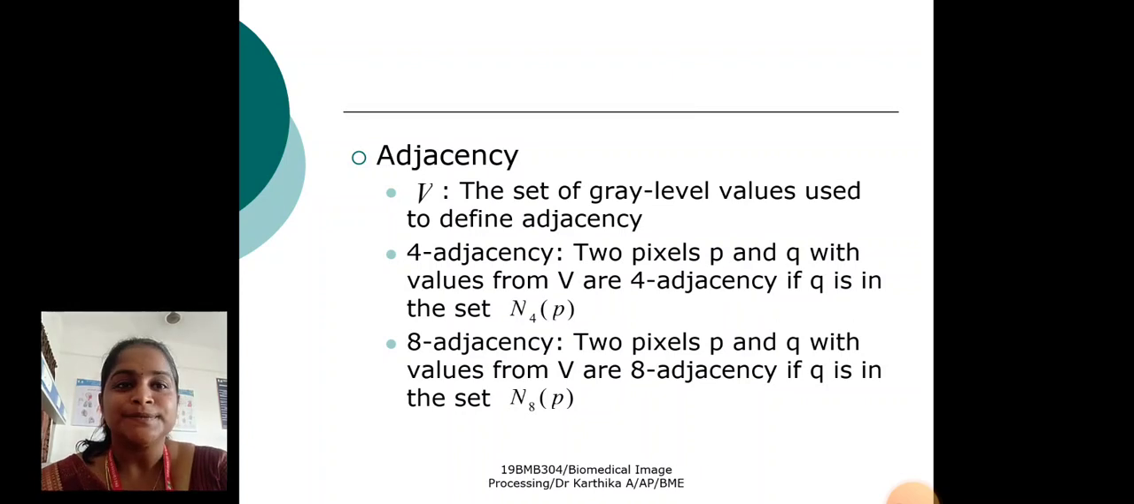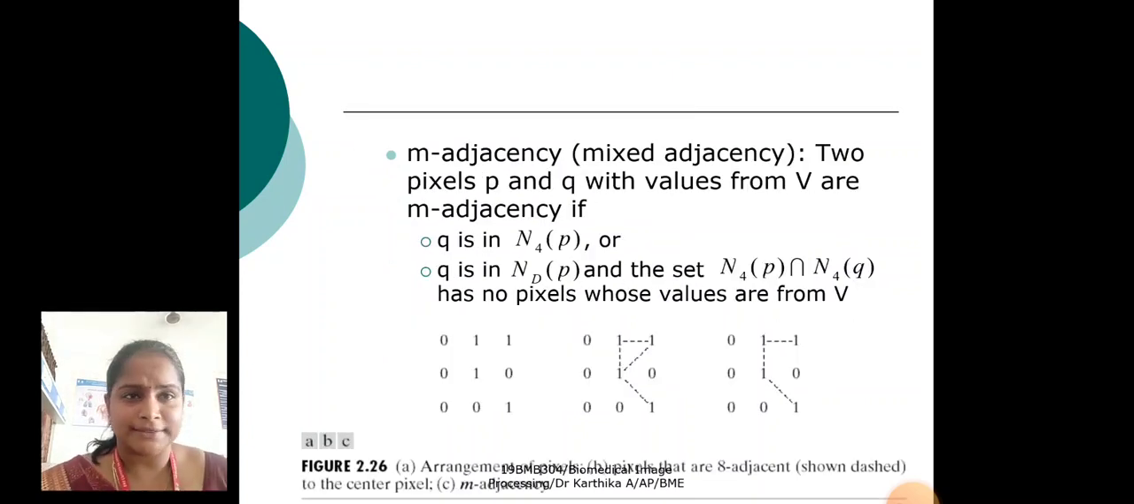That's it. And in M adjacency, mixed adjacency, 2 pixels P and Q with values from V are M adjacent if Q is in N4 of P, or Q is in ND of P and the set N4 of P intersect N4 of Q has no pixels whose values are from V.